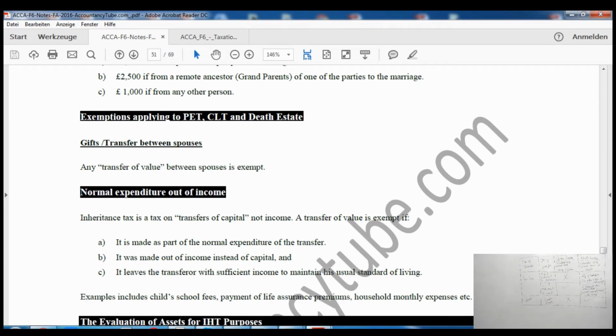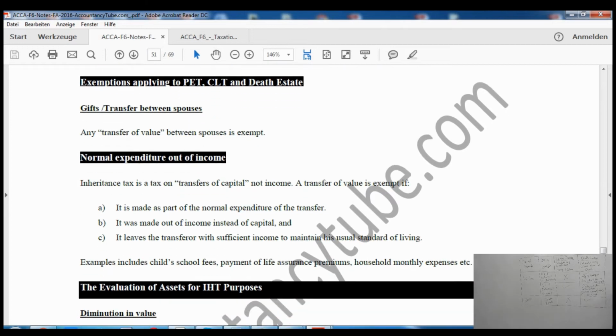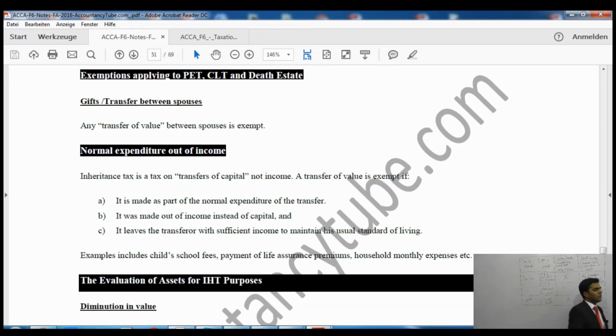Right? Now these exemptions which we are going to study now also apply to death estates. So these will apply to potentially exempt transfer, chargeable lifetime transfer, and death estates. There are three types of transfer, as you can see in your notebook, in the table which you have noted down from the whiteboard. One is potentially exempt transfer, then CLT, and the last one is death estate. So these exemptions will apply to all of them.